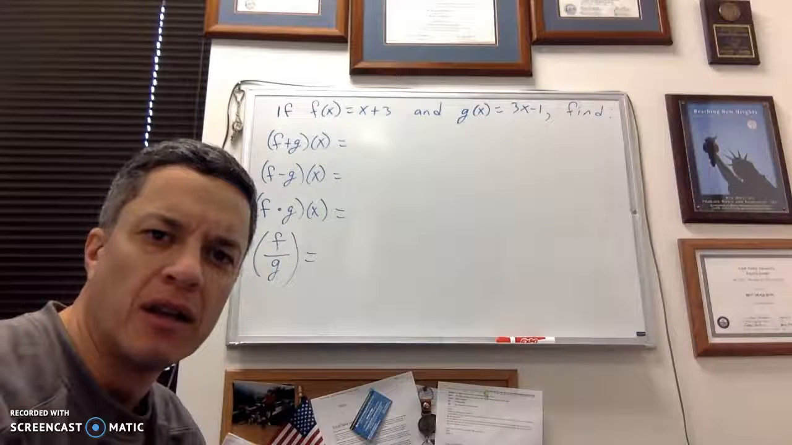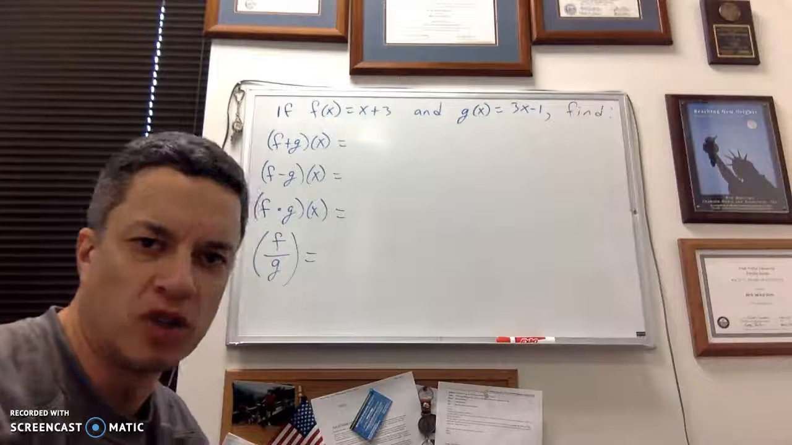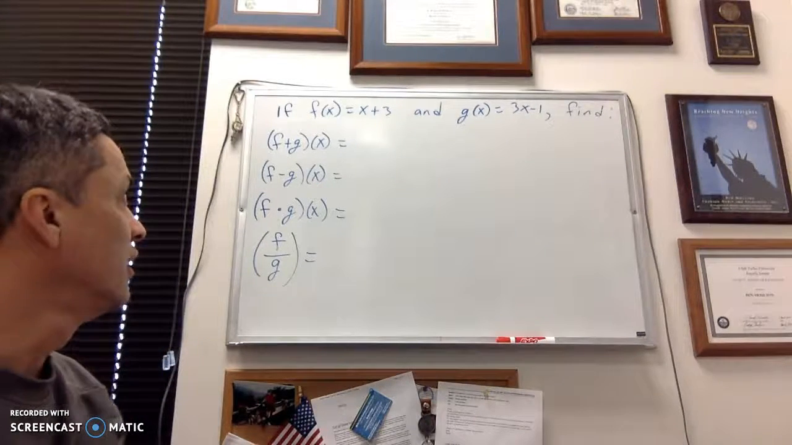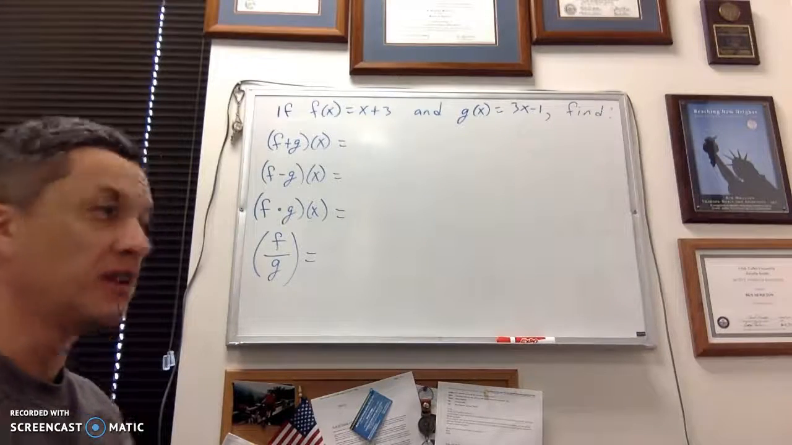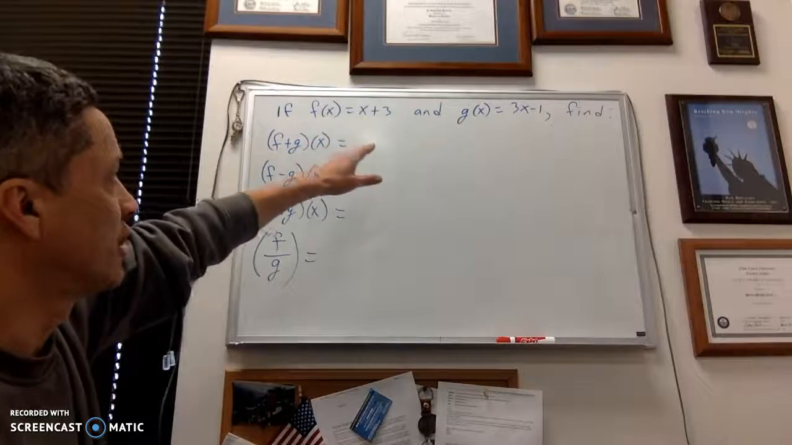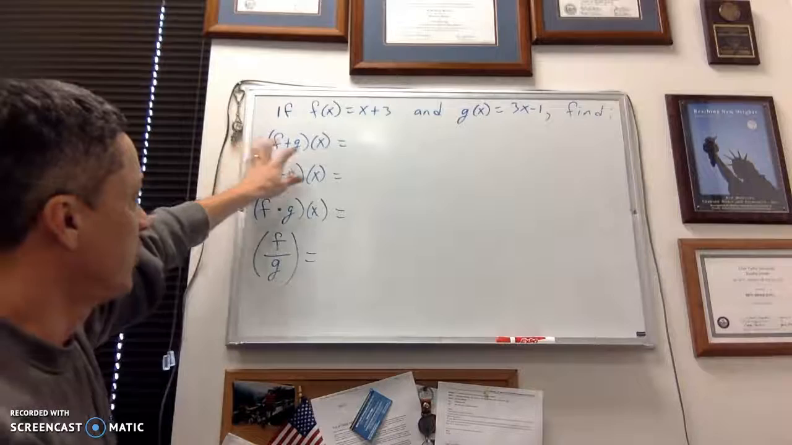Hi everyone. Let's look at working with functions where you add and subtract and multiply and divide functions. I don't think this concept is too difficult to understand, but I just need to make sure you guys are cool on the lingo here. So if f of x is x plus 3 and g of x is 3x minus 1, first of all, let's find f plus g of x.